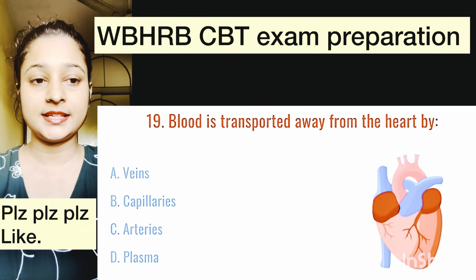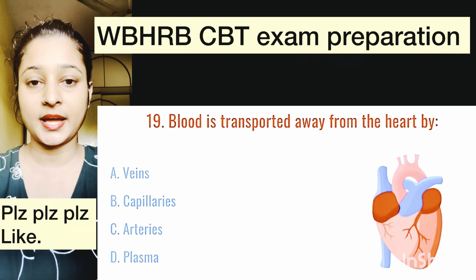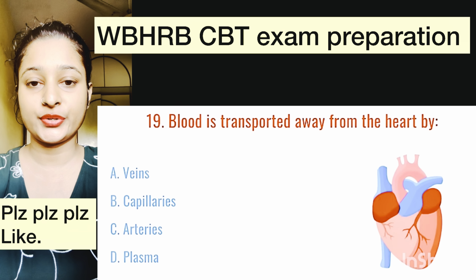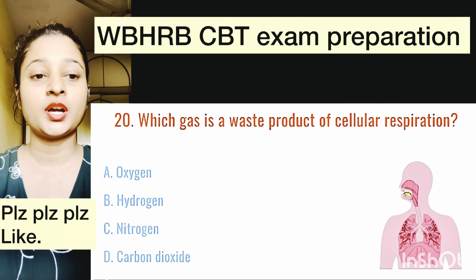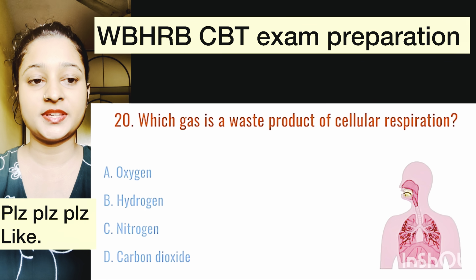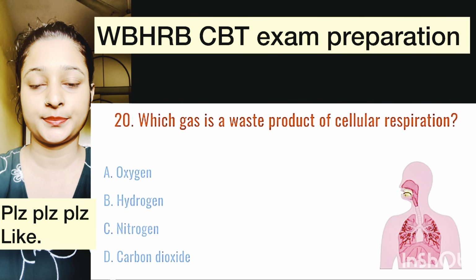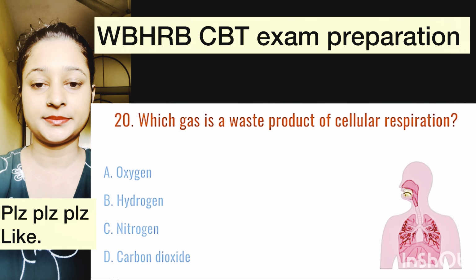Question number 19 is blood is transported away from the heart by option A is vein, B is capillaries, C is artery and D plasma. Here correct option is option C arteries. Question number 20 is which gas is waste product of cellular respiration? Option A is oxygen, option B is hydrogen, option C is nitrogen and D is carbon dioxide. Here correct option is option D carbon dioxide.